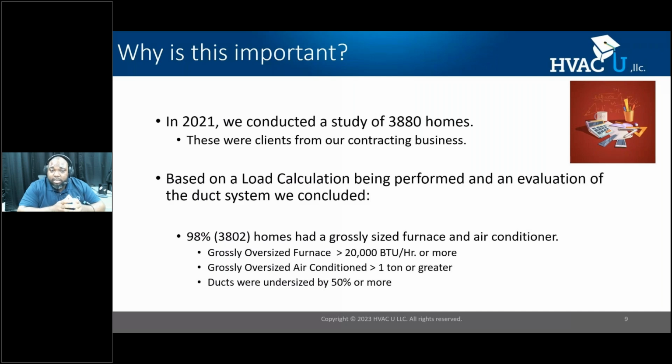So for the furnace, it was 20,000 BTUs or more, and for the air conditioners, they were about 1 ton or greater oversized. And we also looked at the duct system, which we're going to talk about next month. Those ducts were undersized by 50% or more. So as you see, this is a huge problem. We're going to talk about some specifics here.